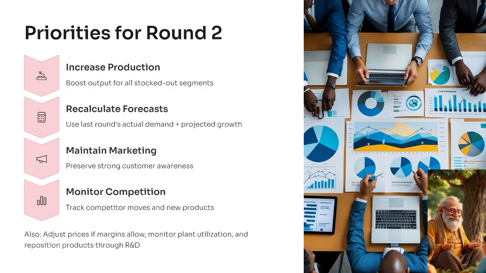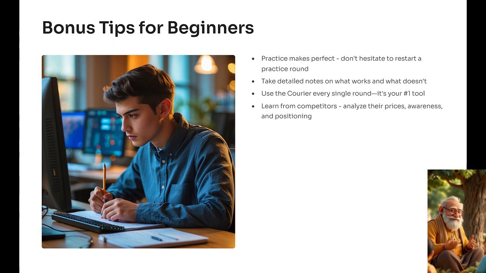4. Adjust prices if your margins allow it, but don't undersell yourself. 5. Monitor your plant utilization. If over 140%, consider adding capacity. 6. Continue monitoring competitors, especially new products. 7. Reposition products through R&D based on perceptual map trends.